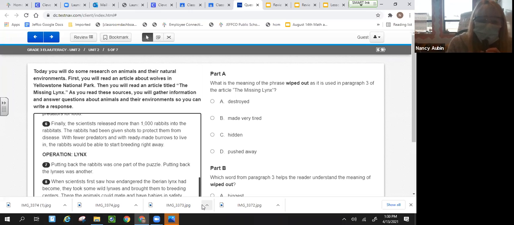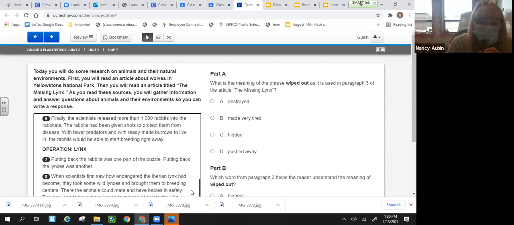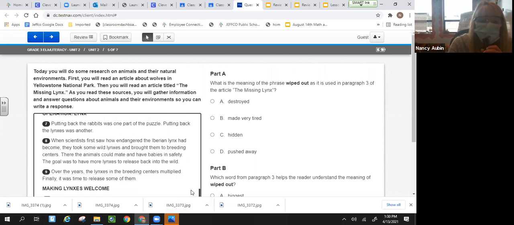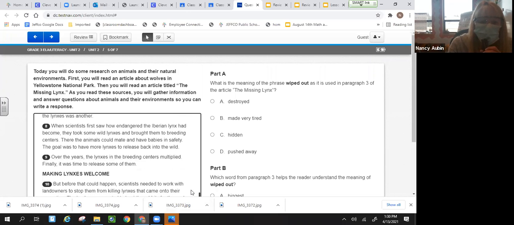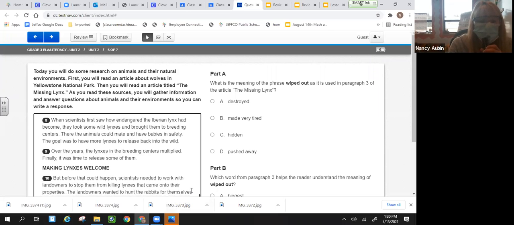Operation Lynx. Putting back the rabbits was one part of the puzzle. Putting back the lynxes was another. When scientists first saw how endangered the Iberian lynx had become, they took some wild lynxes and brought them to breeding centers. There, the animals could mate and have babies in safety. The goal was to have more lynxes to release back into the wild. Over the years, the lynxes in the breeding centers multiplied. Finally, it was time to release some of them, making lynxes welcome.